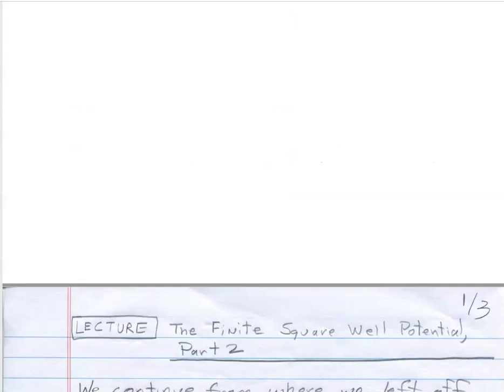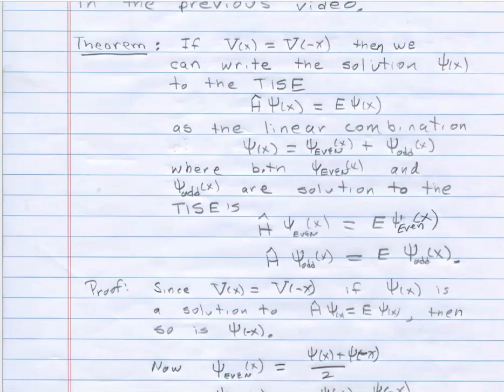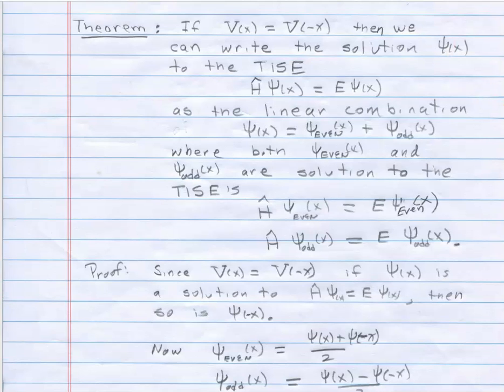Well, we'll continue from our last video to look at some things that we can do with symmetry for the finite square well potential, or really any even function that's a potential energy function. And I'll do it kind of like we did before, in terms of a theorem, and then we'll talk about how to apply that theorem and why it's useful.